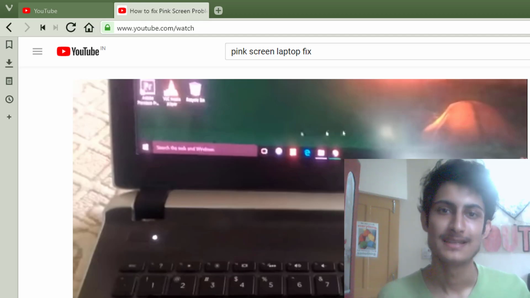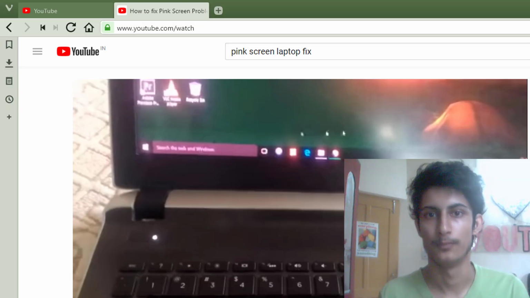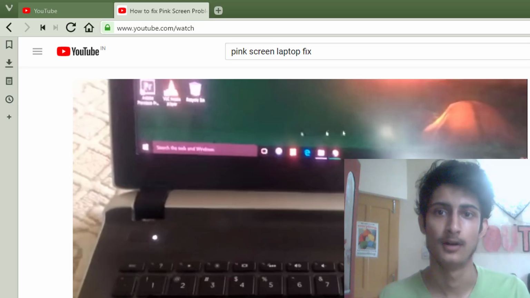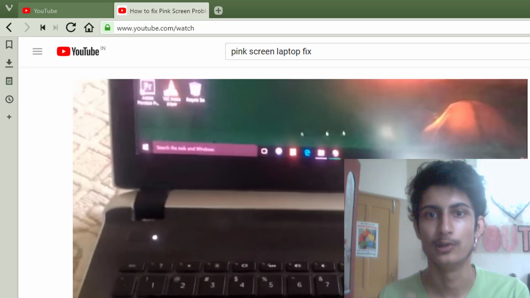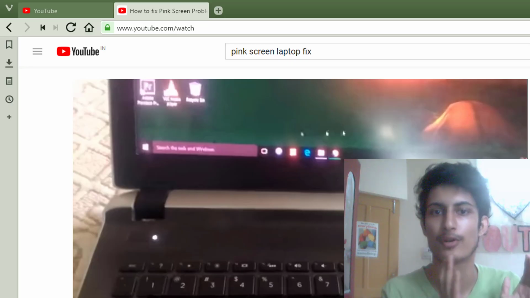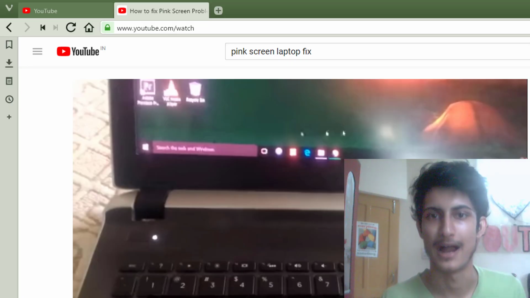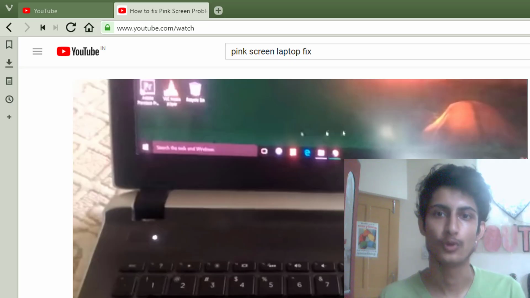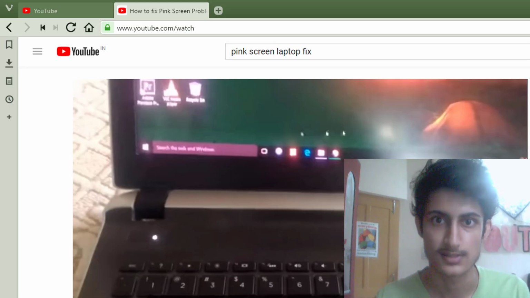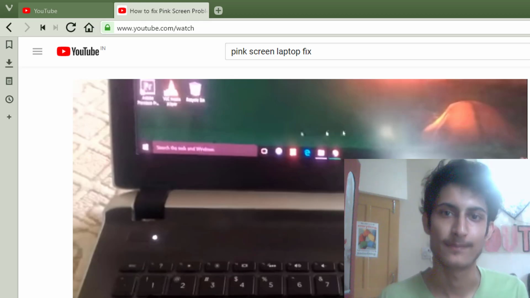Now, second, how to determine if it's a hardware problem. Connect your system to the external monitor, and if the external monitor looks perfect, it means it's a hardware problem. You're having a hardware problem, so you need to repair your hardware. In the hardware case, I recommend you show your laptop to some professionals. They will take care of your laptop and repair it.